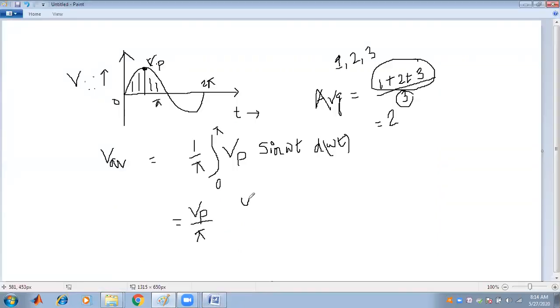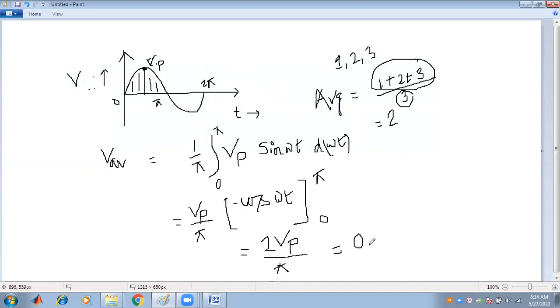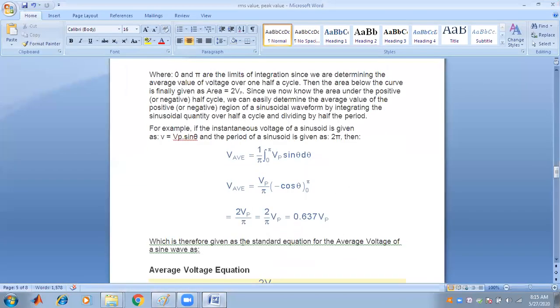So it will be written as cos of omega t minus. The integration of sine omega t is minus cos of omega t. And if I put the value of the integration range, that is 0 to pi, the output will be 2Vp by pi. The value of 2 by pi is 0.637, so it is 0.637 into Vp. This is the average value of voltage that we have calculated. This is the average value of the voltage, that is 0.637 Vp.